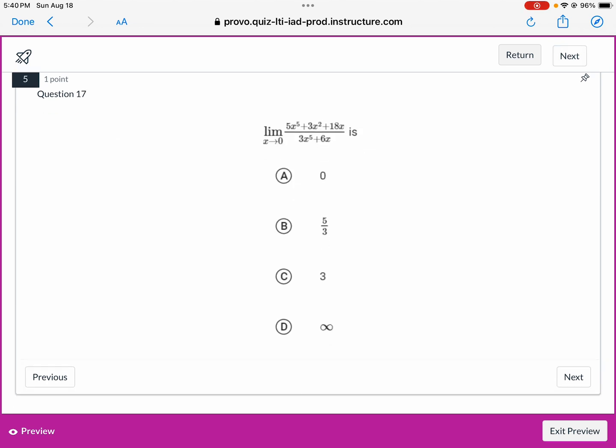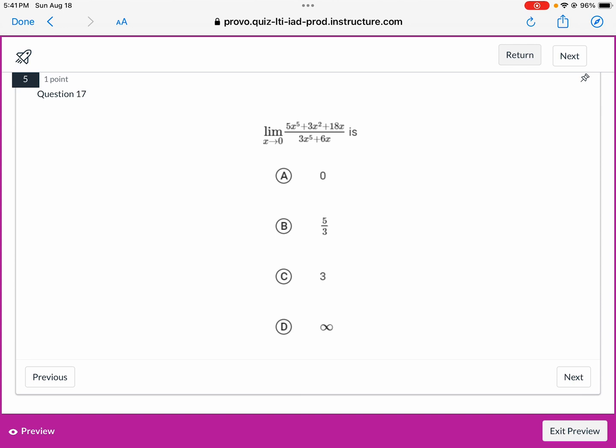Question 17. I'm looking at this one right here. You're trying to apply the limit as x approaches 0 of that function right there. You can't use substitution because if you plug in 0 into the denominator, you get 0. So can you factor and get rid of that?